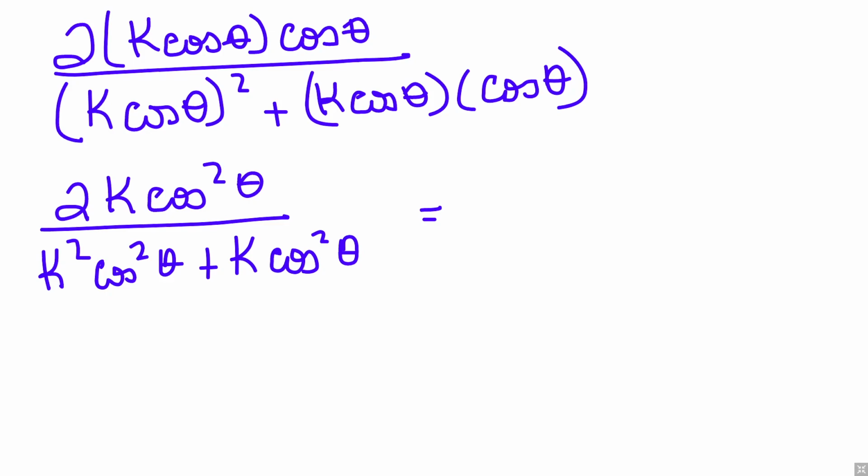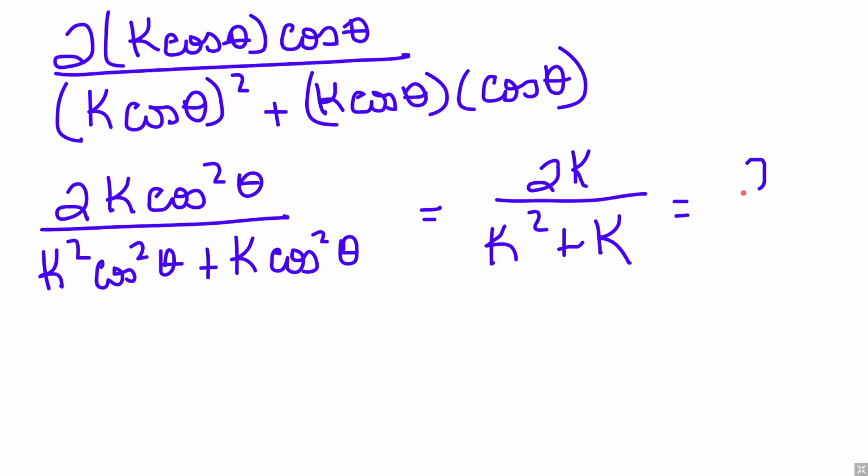Cosine squared theta is going to cancel out, so I'm going to be left with 2k over k squared plus k. Now, I know when I get here, I can cancel out a k also, so I can get 2 over k plus 1. So this is what this expression would simplify down to.